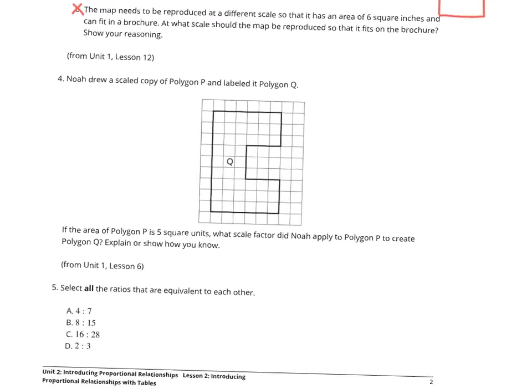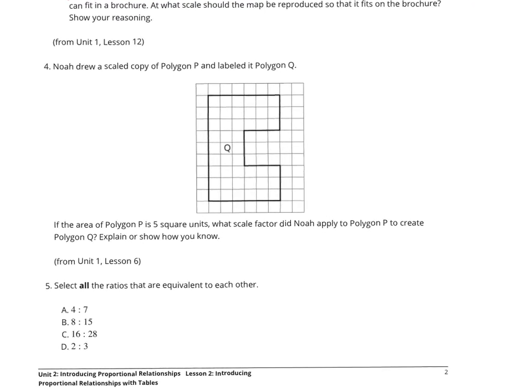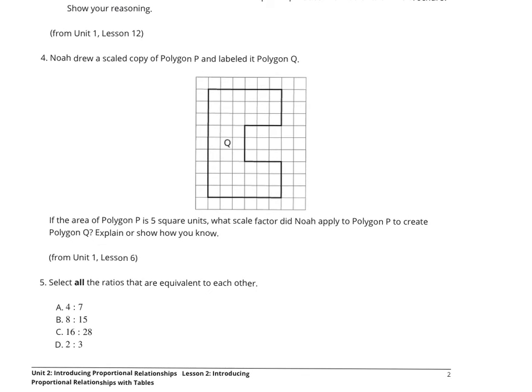Then I want to do question 4 with you here. It says Noah drew a scaled copy of polygon P and labeled it polygon Q. So here's his polygon Q. If the area of polygon P is 5 square units, what scale factor did he use to apply the polygon P to create polygon Q? So what I need to do here is I need to know the area of polygon Q. If I count all of these little boxes, I want you to count those up for me. So hit pause and count all those boxes. And count them in any way you want to.